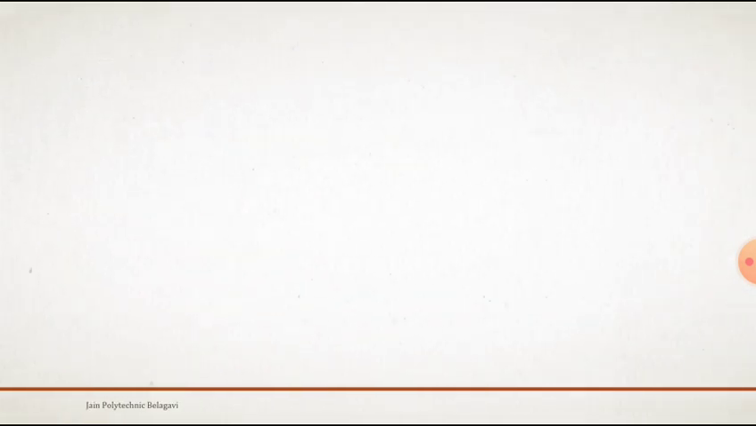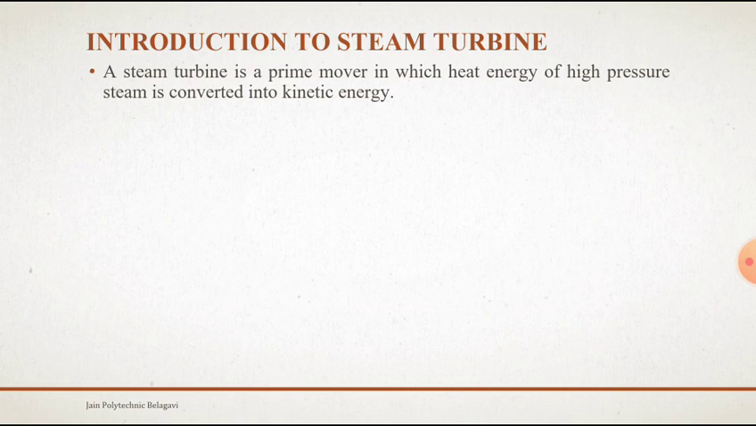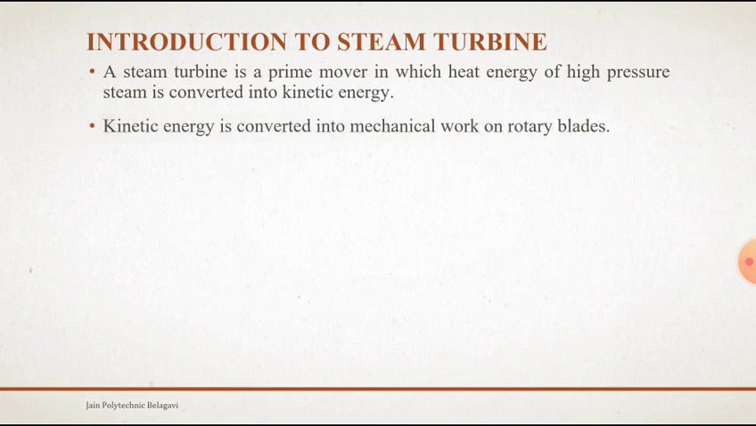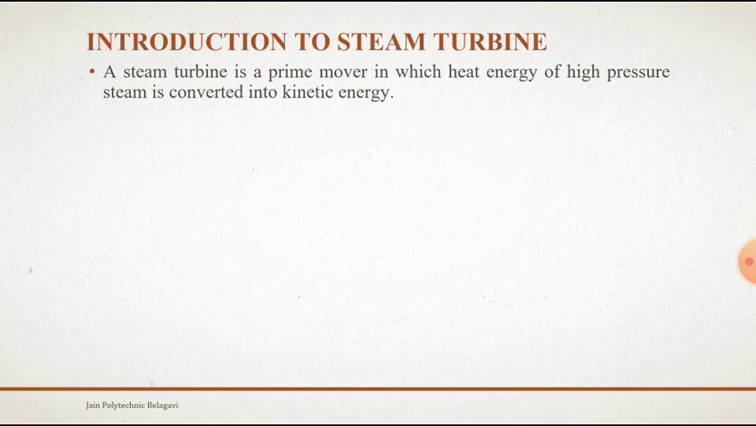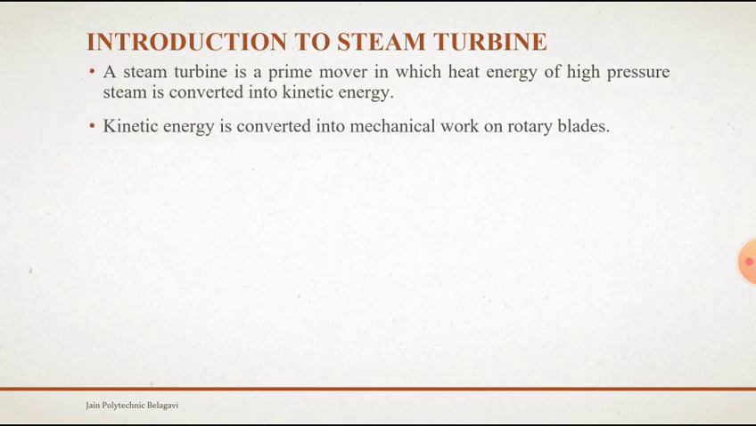First, we'll see the introduction part. So what do you mean by a steam turbine? A steam turbine is a prime mover in which heat energy of high pressure steam is converted into kinetic energy. The name itself suggests it: the turbine is rotated with the help of high pressure steam, right? The steam, which has high heat and high pressure, gets converted into kinetic energy, and then that kinetic energy is converted into mechanical work on rotary blades.